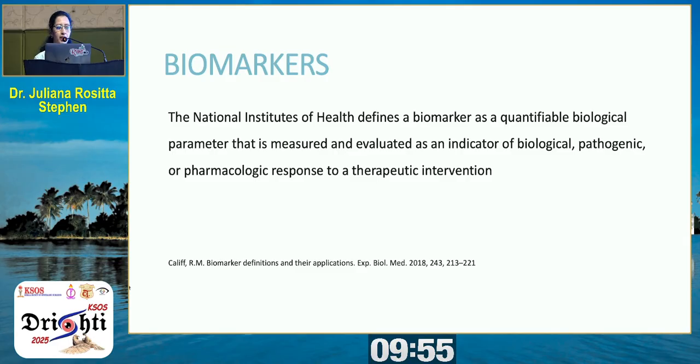So what is a biomarker? The National Institute of Health defines a biomarker as a quantifiable biological parameter that is measured and evaluated as an indicator of biological, pathogenic or pharmacological response to a therapeutic intervention.